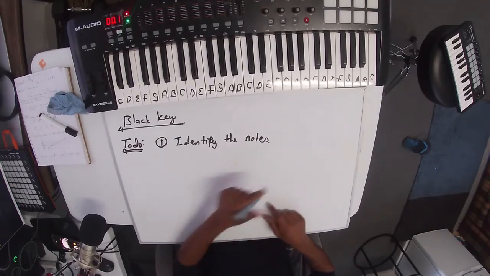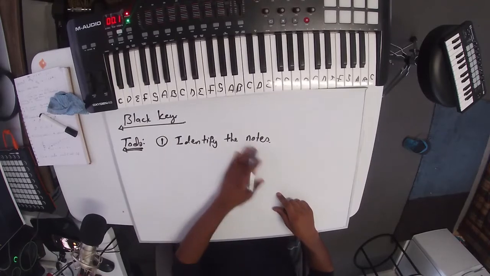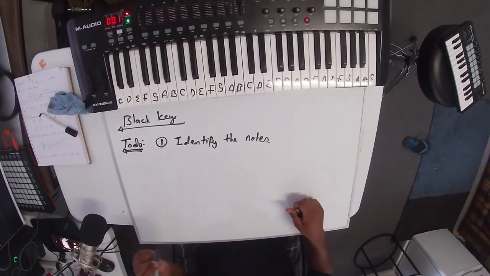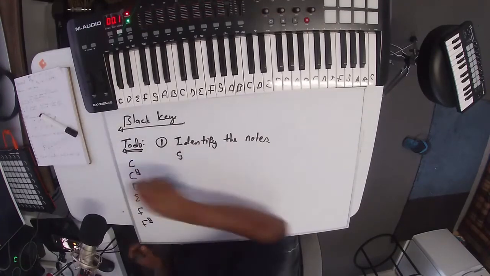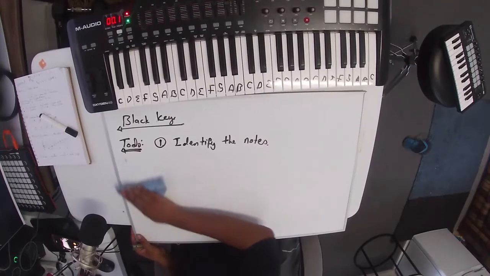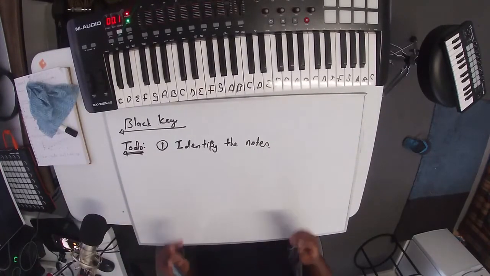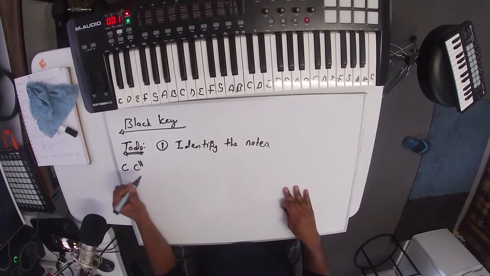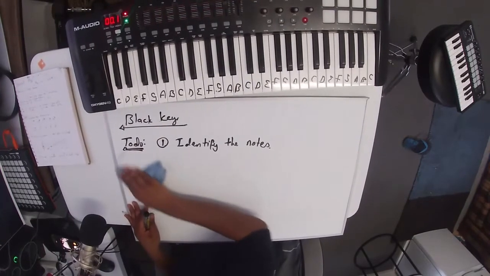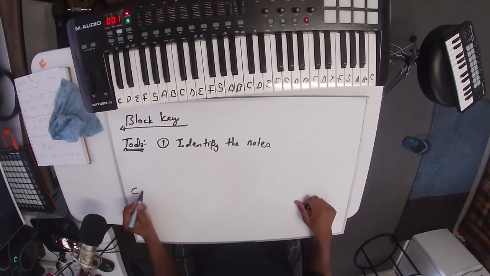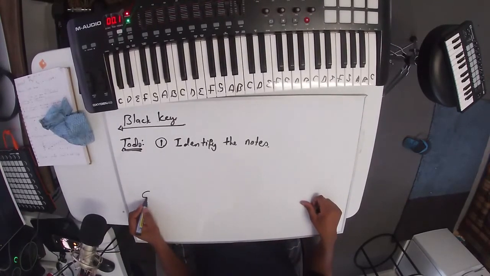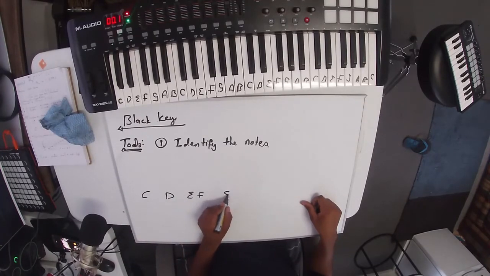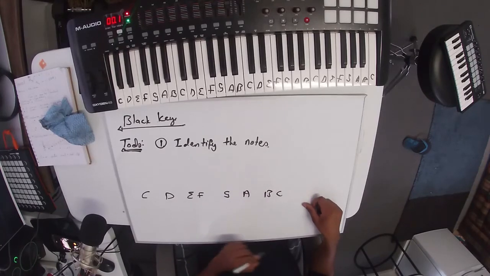And which are these notes? I'm going to quickly list them out. Let me write them this way. That is C, D, E, F, G, A, B, C. These are all the white notes.